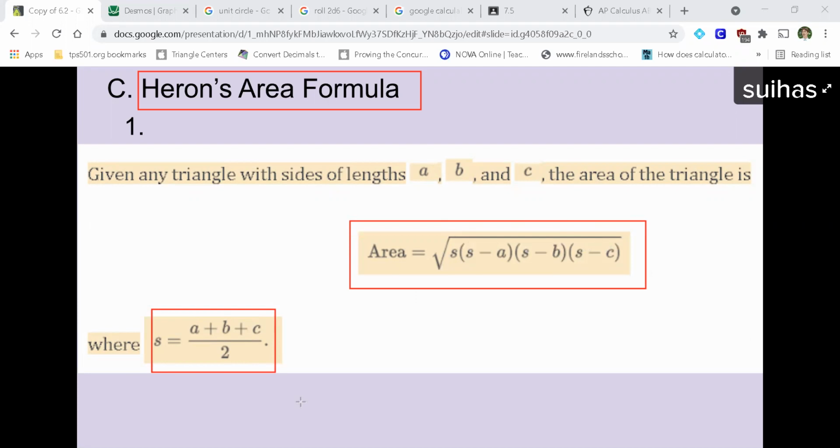The proof of why that formula works is actually pretty long. It's like a page long. If you are interested, it is on page 474. If you want to prove why that works the way that it does.